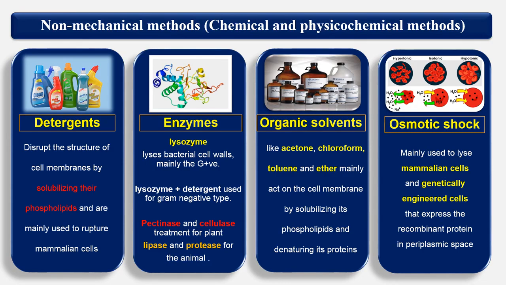Third, organic solvents like acetone, chloroform, toluene, and ether mainly act on the cell membrane by solubilizing its phospholipids and denaturing its proteins. المذيبات العضوية مثل أسيتون، كلوروفورم، تولوين and ether تستخدم بشكل رئيسي لتحطيم الأغشية الخلوية عن طريق إذابة الدهون الفوسفاتية وتمسخ البروتينات الموجودة في الأغشية.